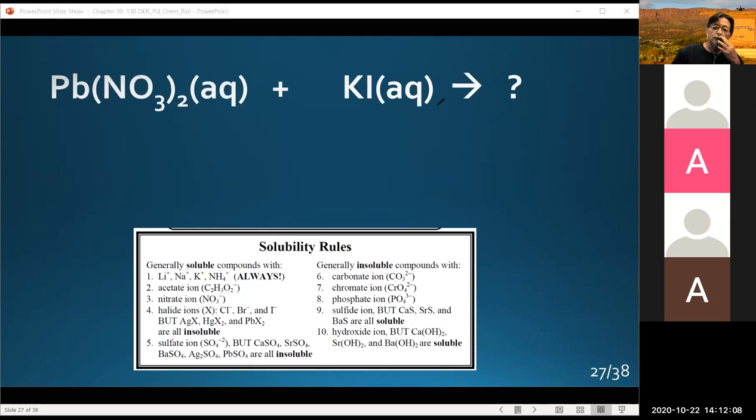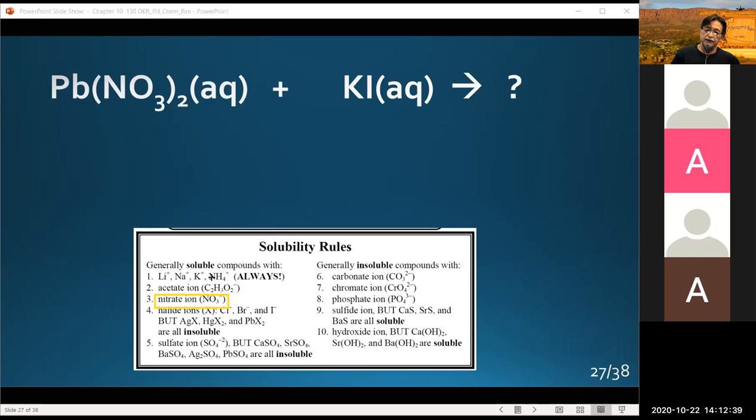How do we know that? Well, just to verify, look at the nitrates. What do we learn about the nitrates? The nitrates, regardless of what the cation is, whatever the metal is, are soluble. The iodides, which is part of number 4, are always soluble, especially if they're bonded with the guys in number 1, potassium. So they're soluble. So it's correct, they're both aqueous. Now we exchange the partners.